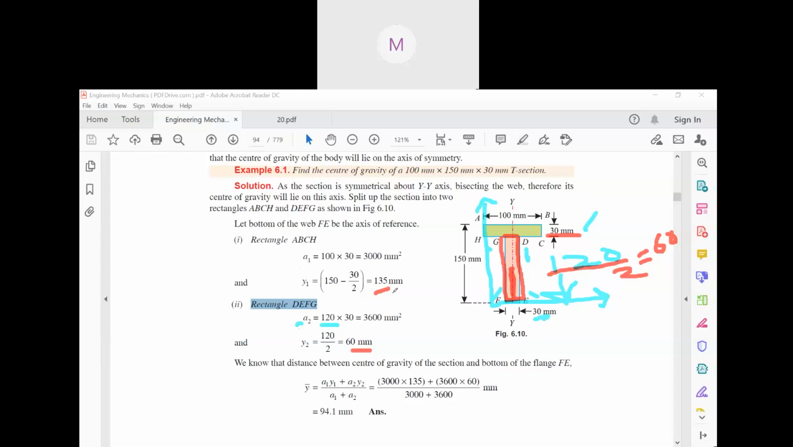Now you have to take out your calculators and just find out y bar. Now the y bar formula is given: A1 y1 plus A2 y2 divided by A1 plus A2. So simply calculate this. Clear? Is it clear, everyone?